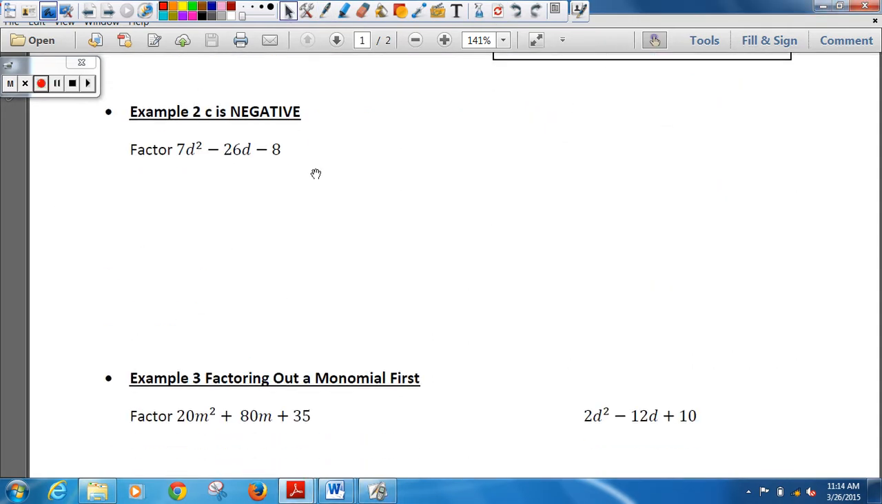Example number 2 here. This time it's a negative, so that means my signs are going to be different, which does make it a little bit harder. So I'm going to have 1 minus and 1 plus. My only variable here is d, so I know the first ones have to give me d squared, so I'm going to go ahead and put my d's in. And now I have to figure out what my blanks are going to be.